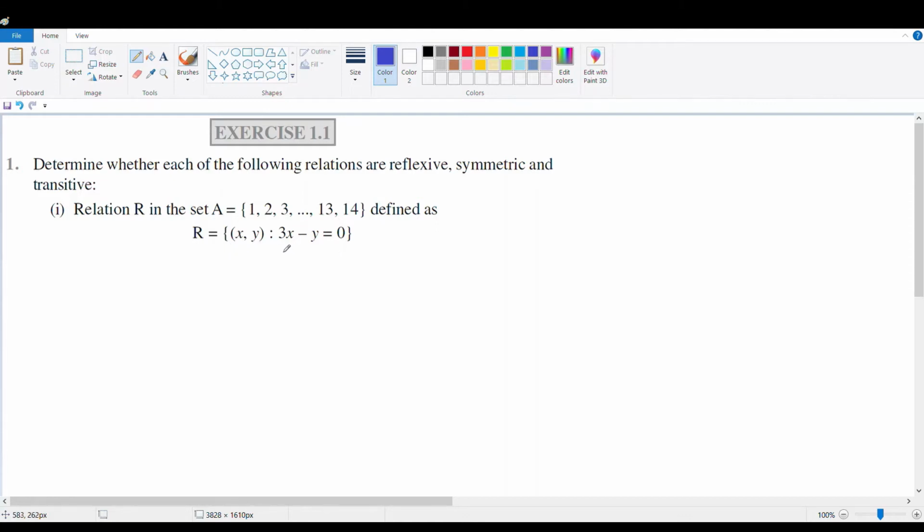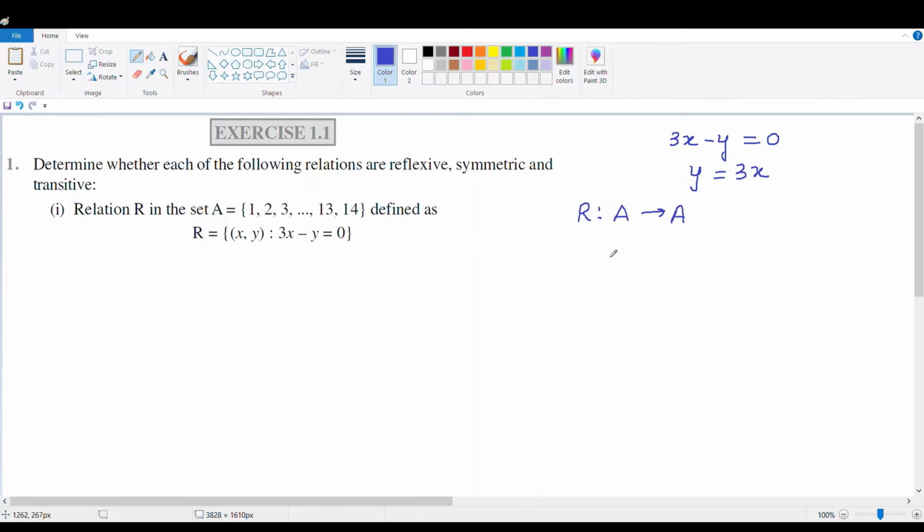So you are given a relation between x and y such that 3x minus y is equal to 0. Now you are given this linear equation, so I can solve for y. So y is equal to what? 3x. So if you are taking your element from this set A, because this relation R is in set A, so this relation is from A to A.